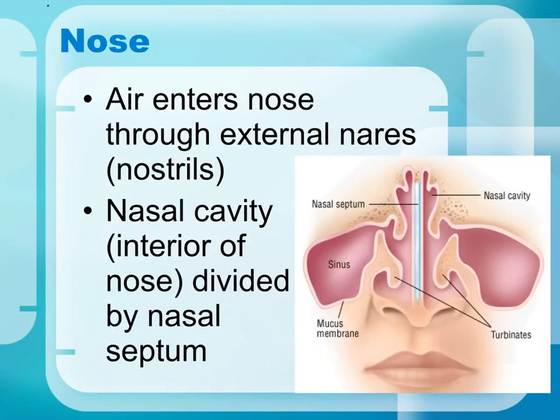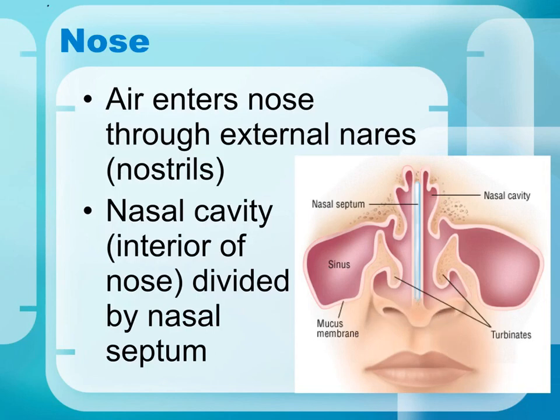The nose is the external portion of the nasal area. The openings to the nose are called the external nares or the nostrils. That's how the air enters the nasal cavity. The nasal cavity is the internal, inside portion of the nose, and it is divided by a wall called the nasal septum. Remember, septum means wall.